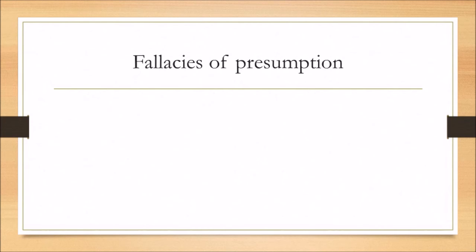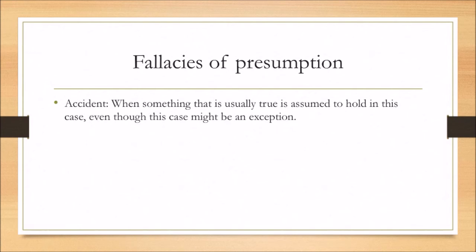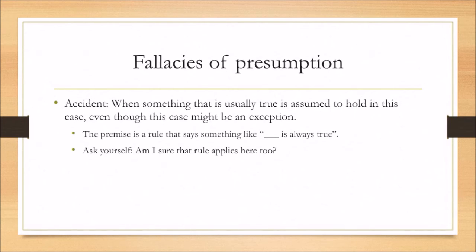Then there are fallacies of presumption. These are fallacies where you're making an assumption you really have no right to make, at least no right to ask your audience to make. And again, the big problem is when nobody notices the assumption. One of them is called the fallacy of accident. We won't talk much about this, but basically it's when you have something that's usually true and you assume it's true in every case, or specifically in this case, even though this case might be an exception. So the premise is some rule, like such and such is always true. And you need to ask yourself, am I sure that rule applies here too?